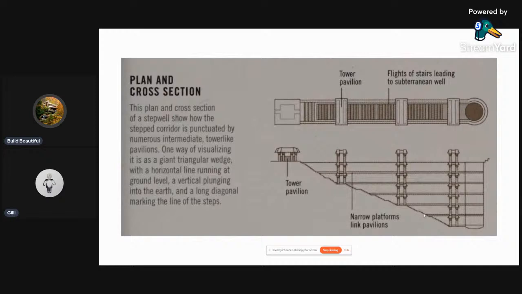And then you've got a plan and cross-section from the same book. It says, this plan and cross-section of a stepwell show how the stepped corridor is punctuated by numerous intermediate tower-like pavilions. One way of visualising it is as a giant triangular wedge with a horizontal line running at ground level, a vertical plunging into the earth, and a long diagonal marking the line of the steps.